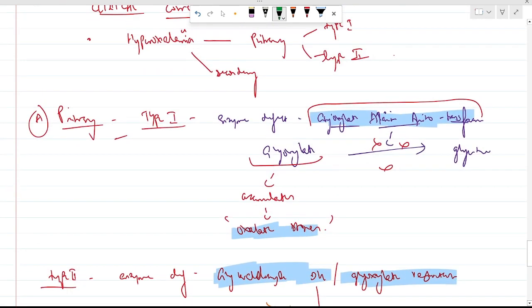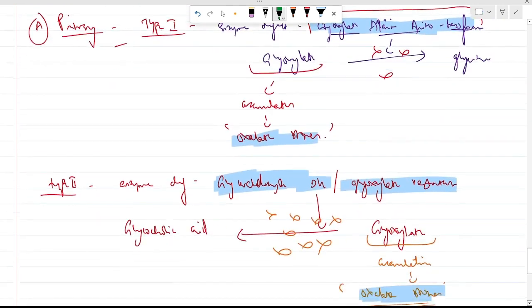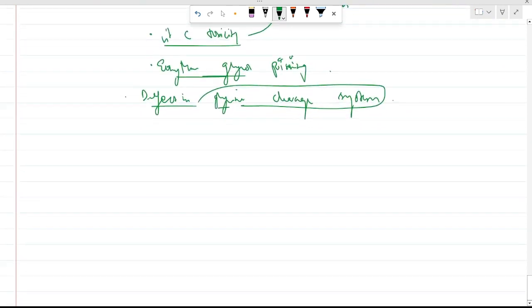So this was the only clinical correlation of glycine, hyperoxalemia. With this we complete our discussion on glycine, the simplest amino acid: its formation, catabolism, anabolism, and clinical link. Now we'll continue our discussion on to serine.